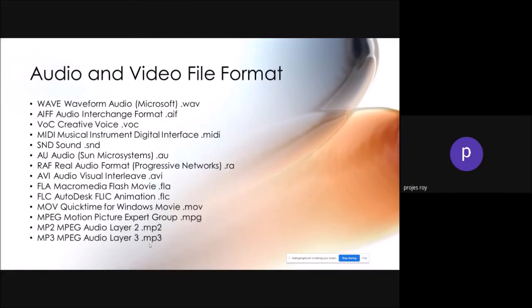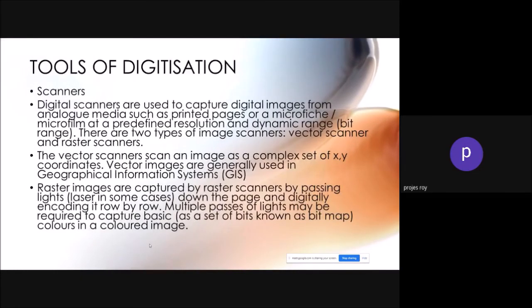Now, in audio formats, you have WAV, AIF, VOC, MIDI, SND, AU, then RA, then AVI, FLA, FLC, FLA player sometimes called, then movie MOV, then MPG, then MP2, MP3, right, that way. This is on audio and video. Now, probably we have MP4. So MP3 nowadays we are using for audio, but MP4 we are using for video. Now, tools for digitization. So these are the standards.